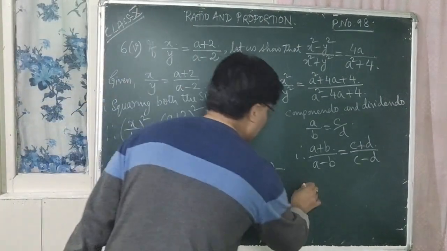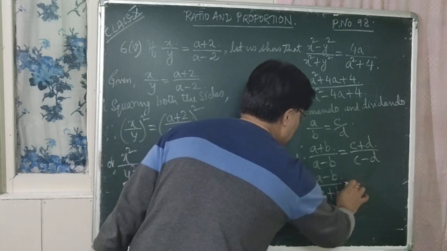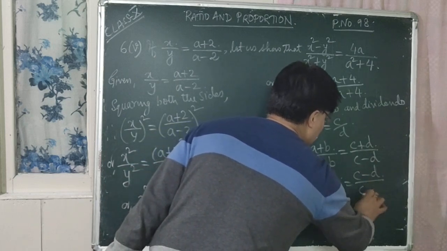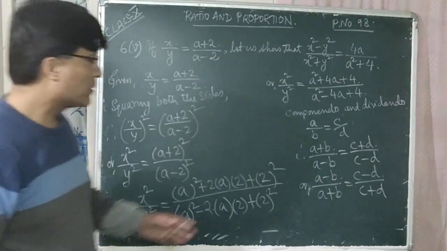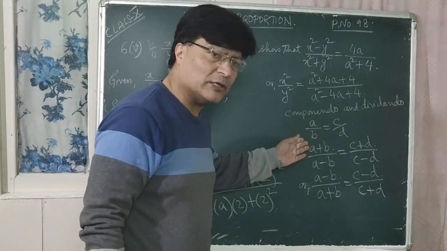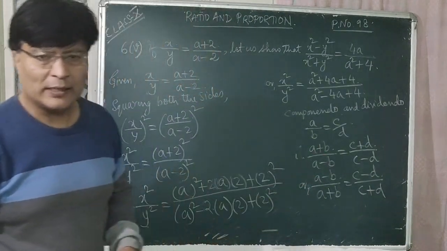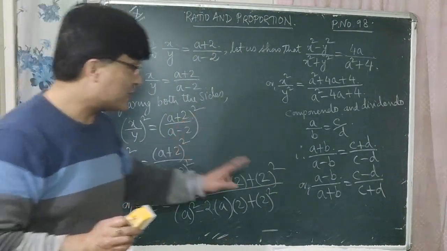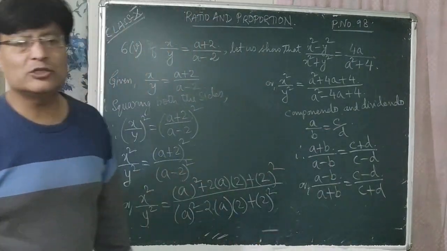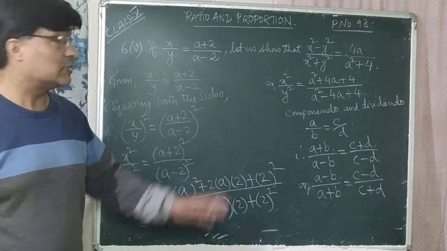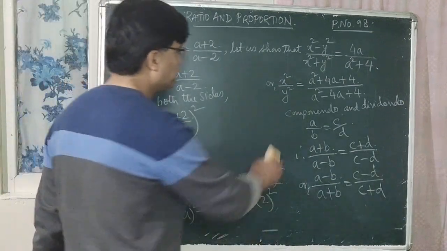Or you may write minus sign in the numerator on both the sides and write positive in the denominator. Or you may write a minus b divided by a plus b is equal to c minus d divided by c plus d. It is just like your invertendo. So you can write either plus sign in the numerator on both the sides or minus sign in the numerator on both the sides and positive sign in the denominator on both the sides. So this is your componendo and dividendo, right?